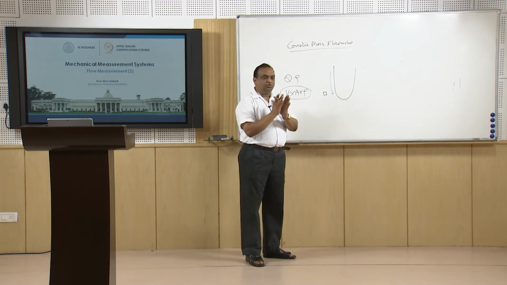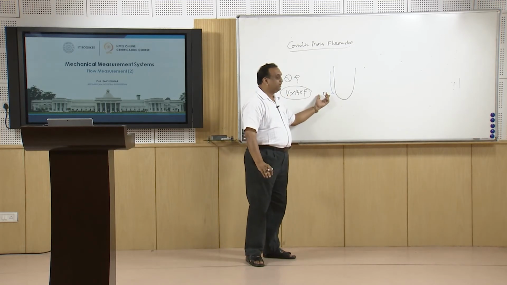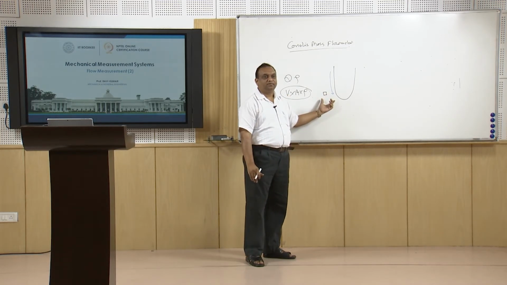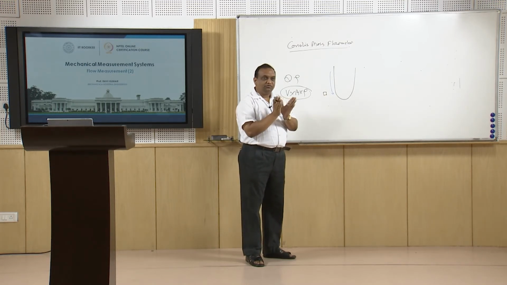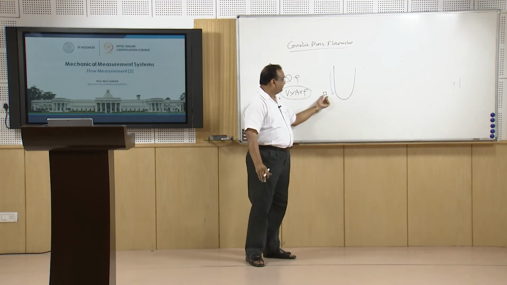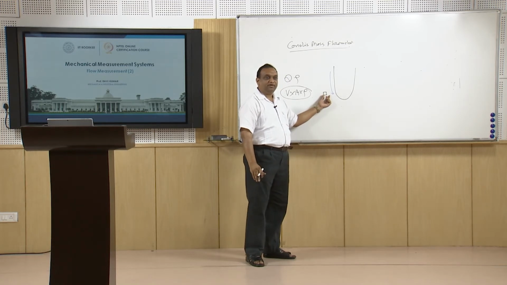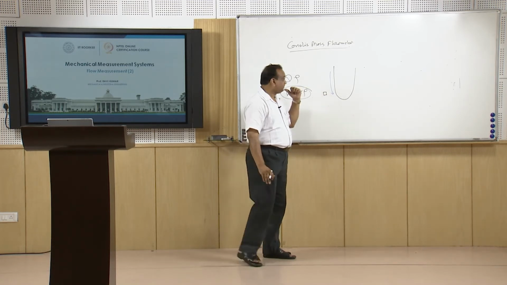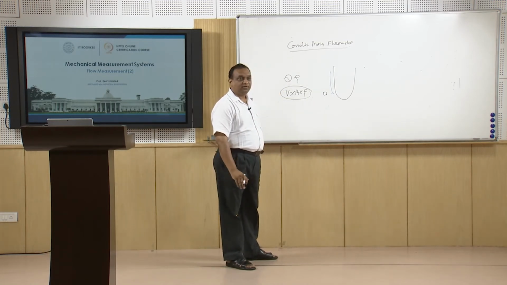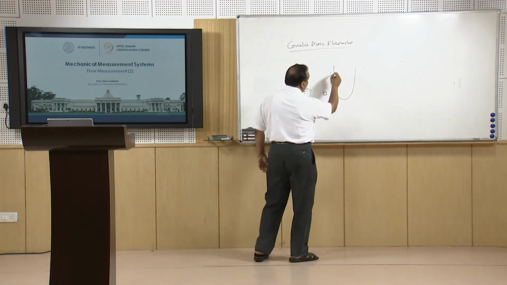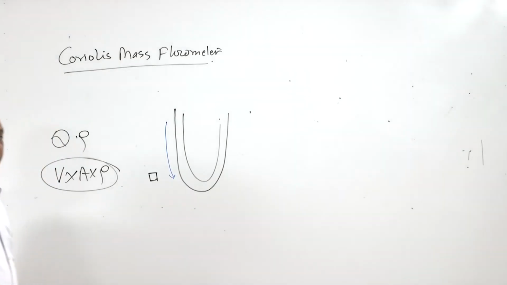And if we take two tubes together, this signal will be amplified. Instead of taking one tube, they have taken two tubes so that the twisting is amplified. And this phenomenon is used for the mass flow rate in this Coriolis mass flow rate meter. In this flow meter, it is also used for two-phase flow as well.